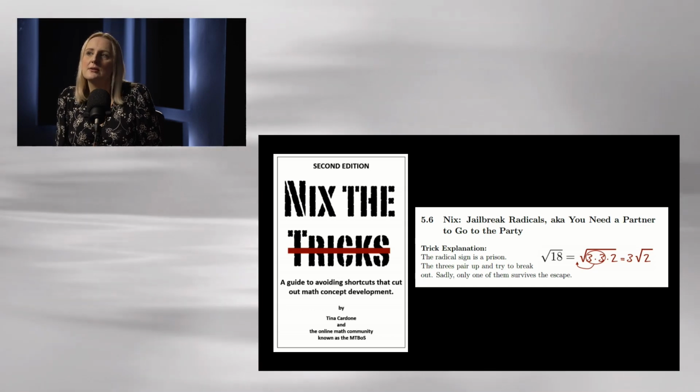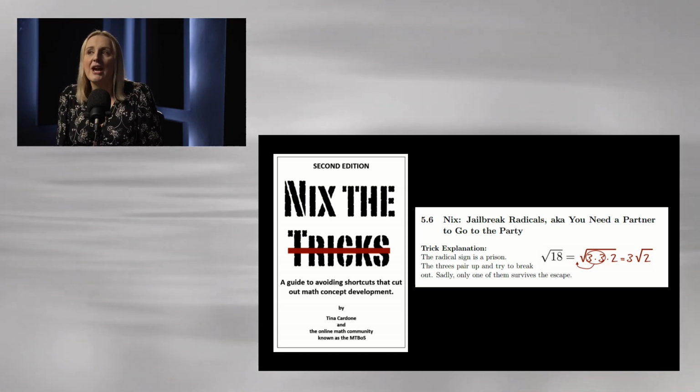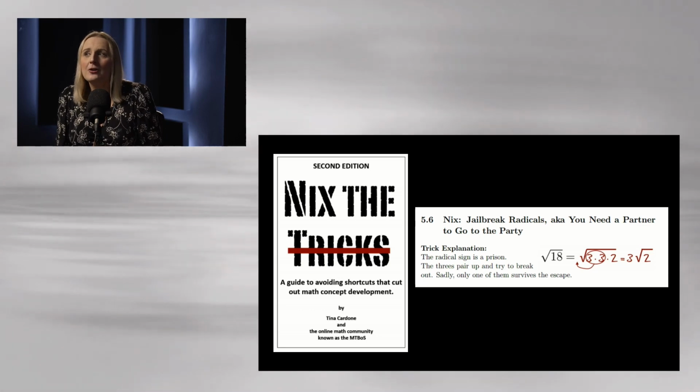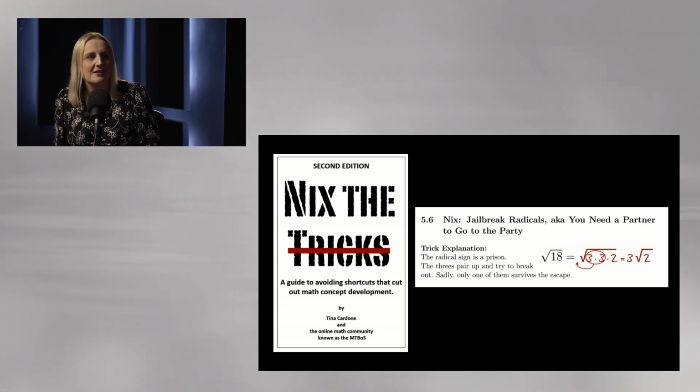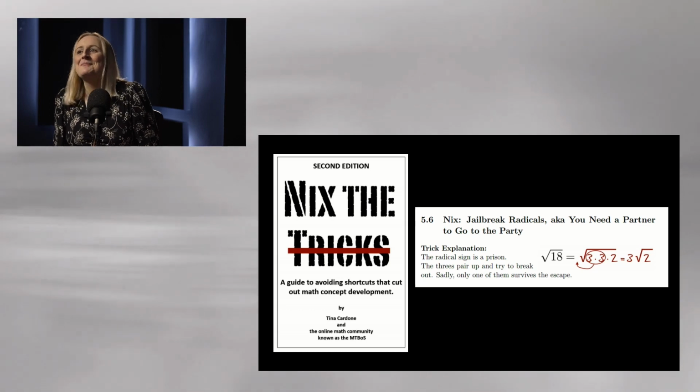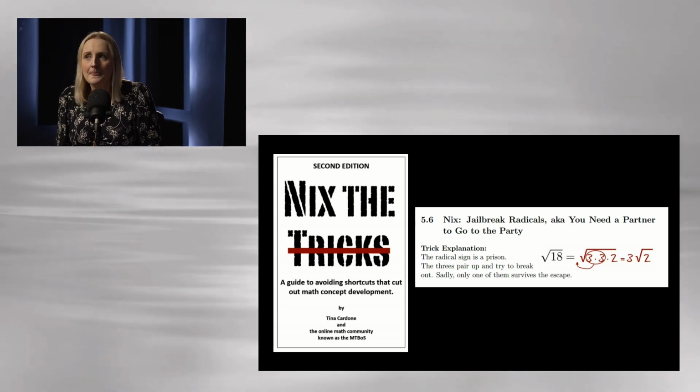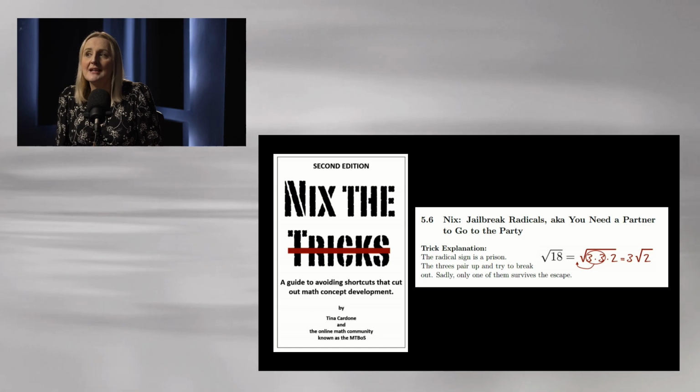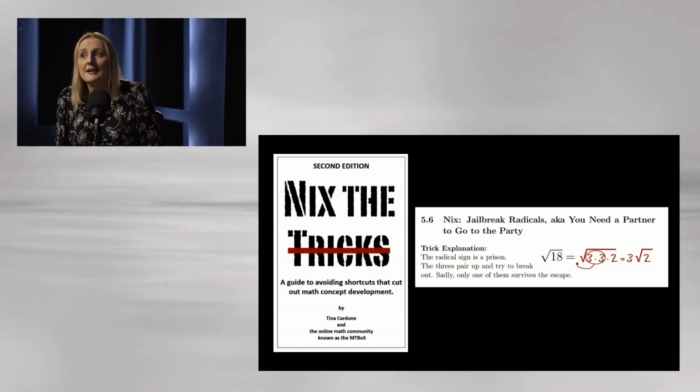So this one was called, this is what they're telling you not to do, jailbreak radicals, or you need a partner to go to the party. So this is what they would call the method. Right. And they say the radical sign is a prison. And in this case, you've got root 18. So you prime factorise it. So you get 3 times 3 times 2.